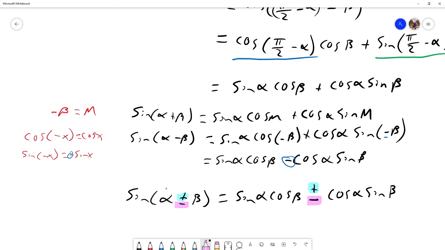And with that, this concludes this episode on our sine. So we were just wanting to derive what the addition subtraction identities are for sine, and we have done that.